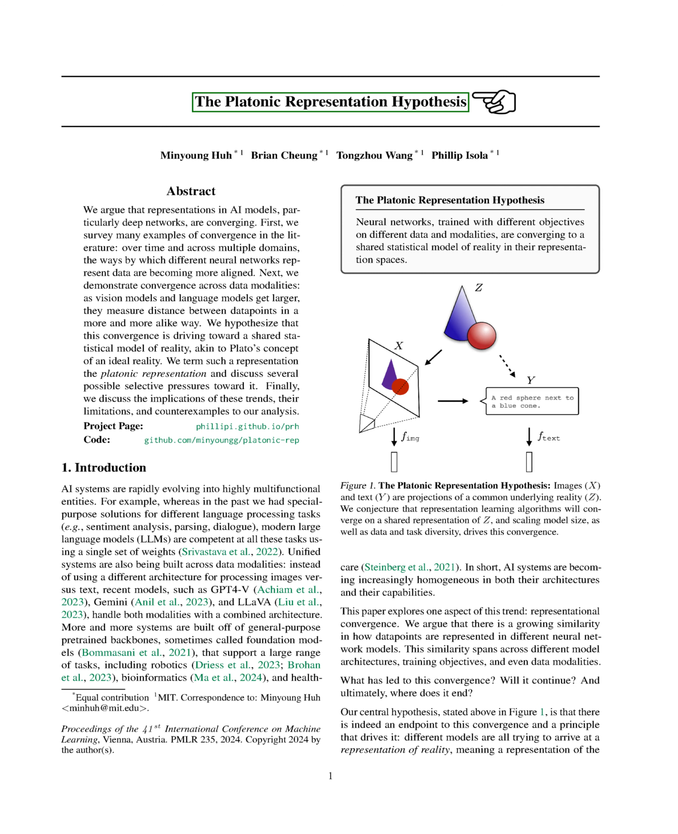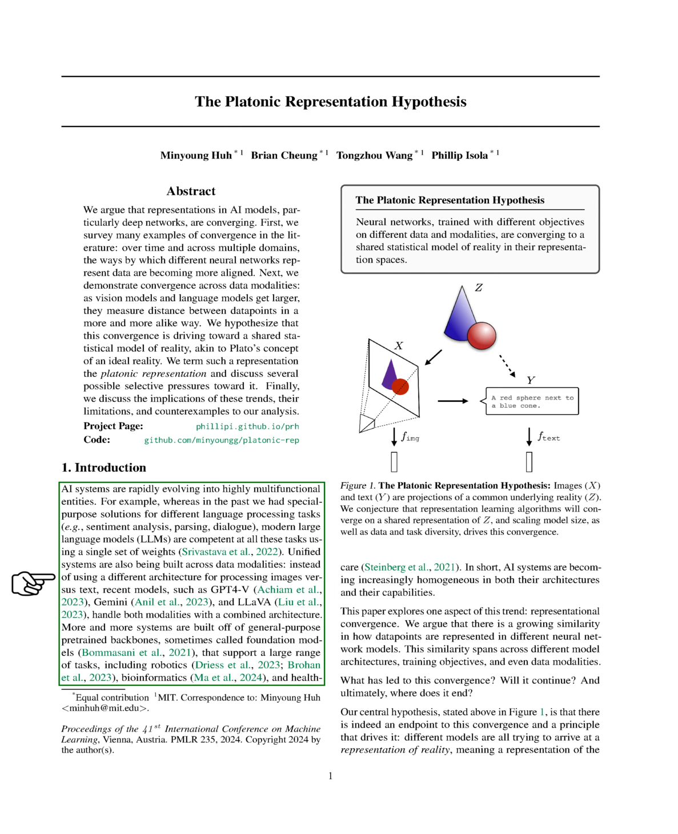Section: Introduction. In this section, we delve into the evolution of AI systems, which are becoming more versatile. Previously, we used specialized solutions for various language tasks, but now, large language models can handle multiple tasks using a single set of parameters. Unified systems are emerging across different data types, such as images and text, with models like GPT-4v and Gemini. These systems are based on general-purpose pre-trained models that support a wide range of applications.